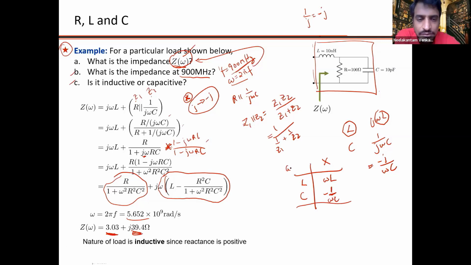If the component is L, then you get omega L. That means the reactance is positive. If the reactance is negative, omega is always positive, yeah? C is always positive. You can't have negative capacitance. You can't have negative inductance. So clearly this is X greater than 0, and this is X less than 0. X greater than 0 means it is inductive, since the reactance is positive. If X is negative, then the load is capacitive in nature.